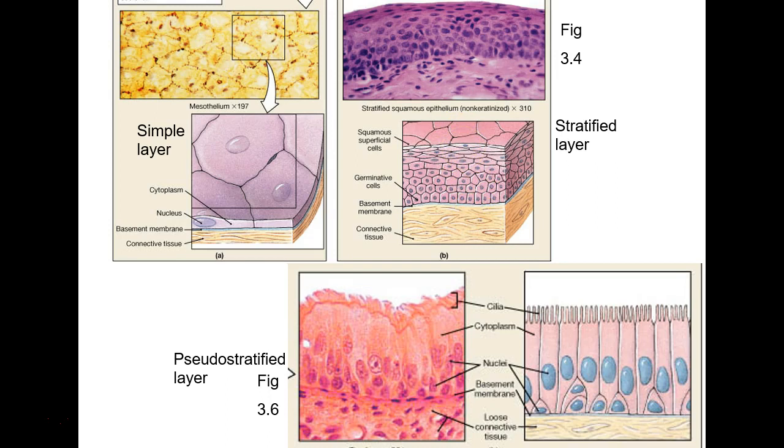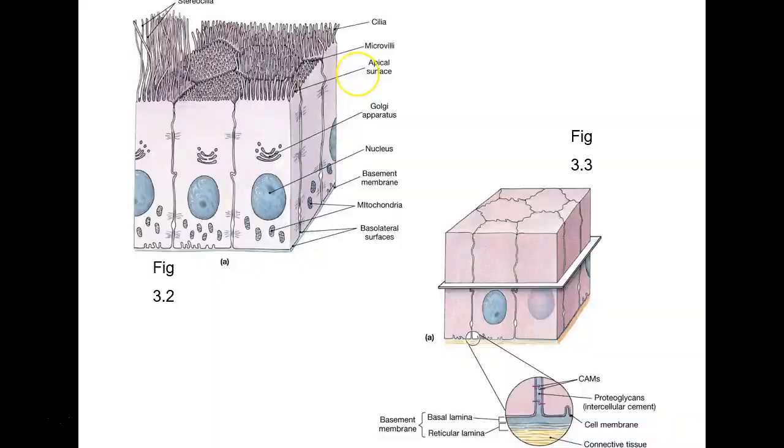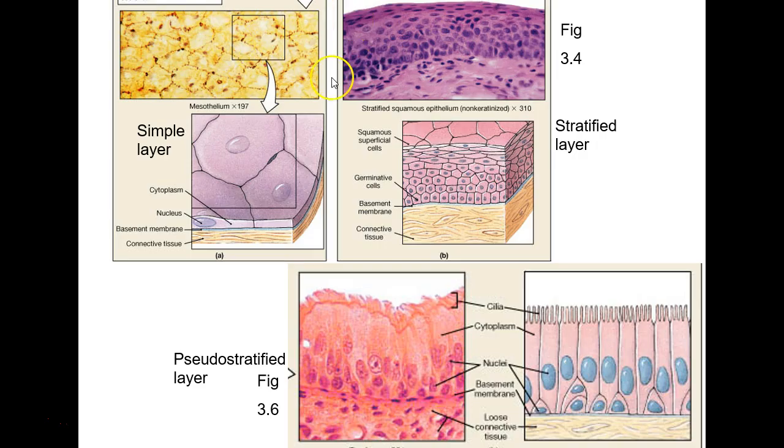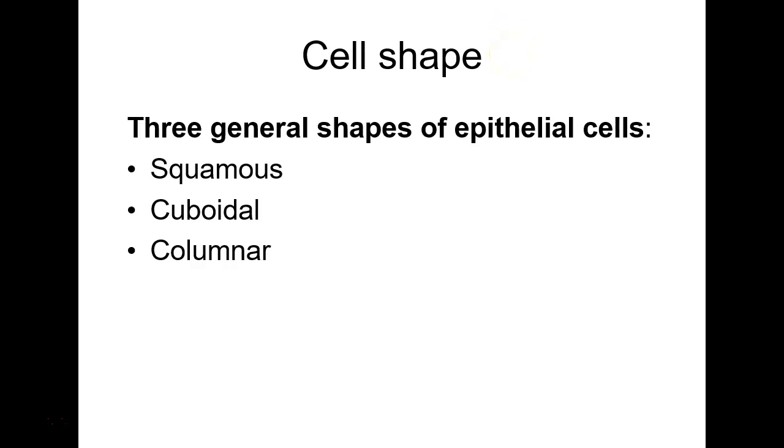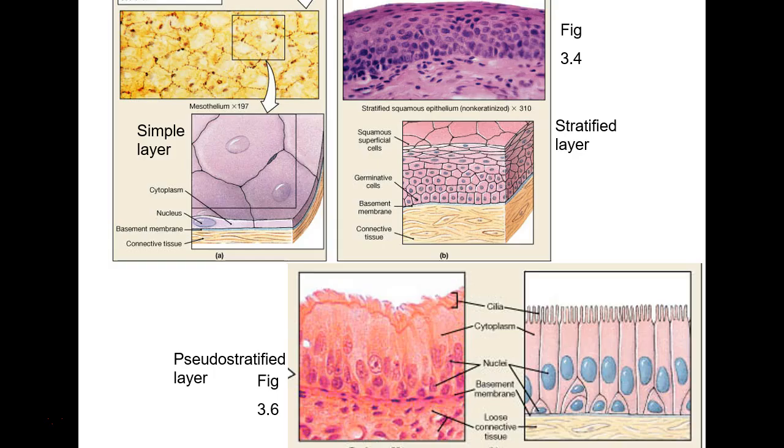Where's a good place to find this? Well, this is probably the esophagus, right? Whoop. Uh-oh. Where's my pointer? Here we go. So the lumen would be this way, and the food would be going like that. So the esophagus is stratified squamous epithelium, because anytime you have it real thick like that, it's for protection.